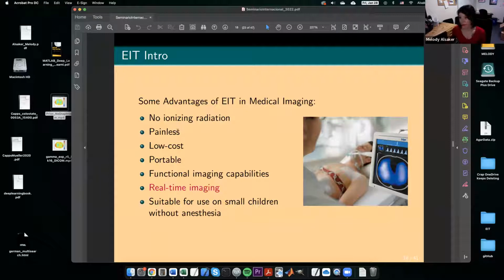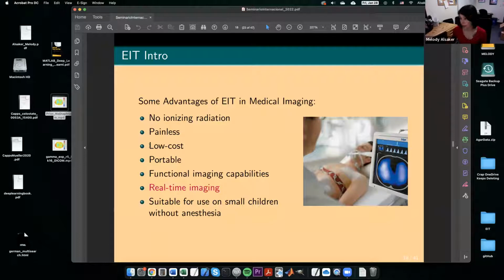It is painless. You do not feel the electricity that's applied to your body because it's low frequency, low amplitude electrical current, so you don't feel anything at all. It is low cost, and this is a big deal because a lot of hospitals in poorer areas, rural areas, and also developing countries might not be able to afford some of the big fancy MRI and CT scanners. Those are very expensive machines.